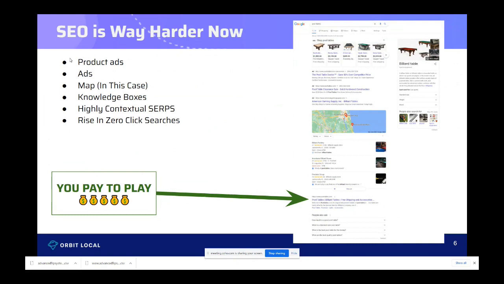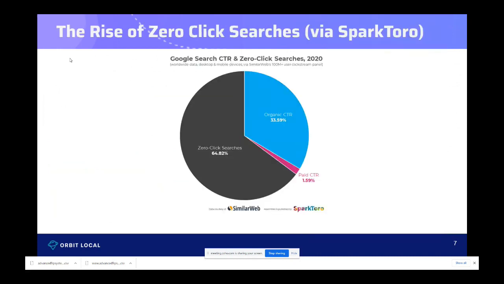So I guess the takeaway here is that Google is now showing these highly contextual SERPs based on what people are searching for. It's not just 10 blue links on a page anymore. And it's way harder than it used to be because of all those things. Even if you do all the SEO work, you're still down here below all these things, and it's really pay to play. So you have to figure out what this all means.